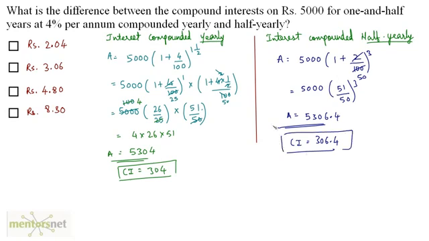Now we have been asked the difference between the compound interests. So 306.4 minus 304.0, and that's 4, 2, 0 and this 0. So 2.4 is the difference. So we have option A as the correct answer.